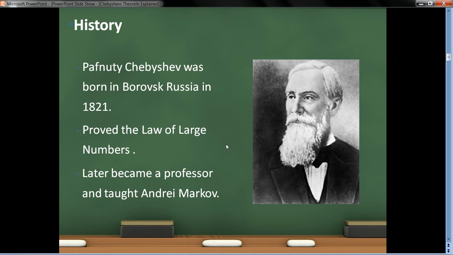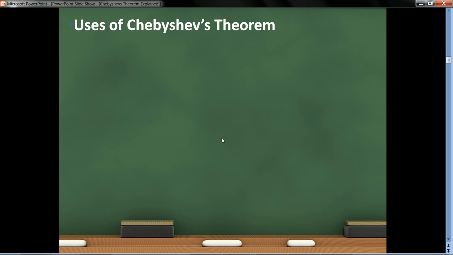Now, he also became a professor, and he taught Andrei Markov. If you ever take finite mathematics, you'll probably have a chapter on Markov chains, and Markov was one of Chebyshev's students.